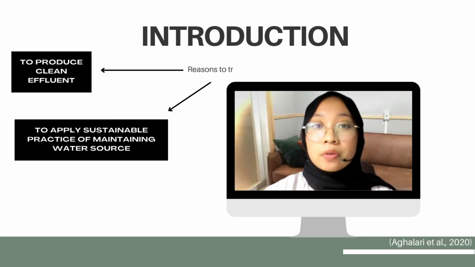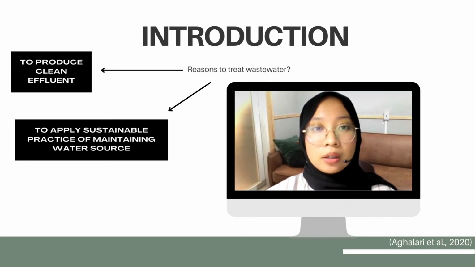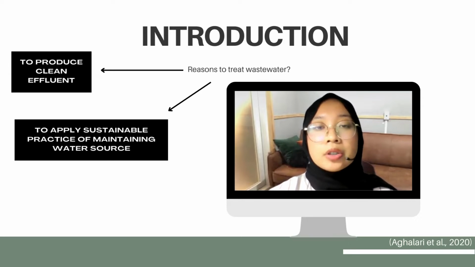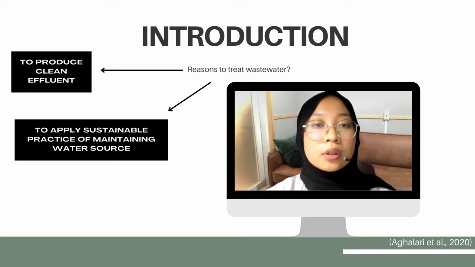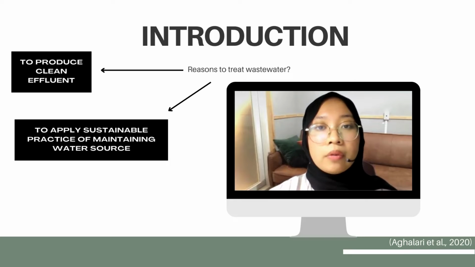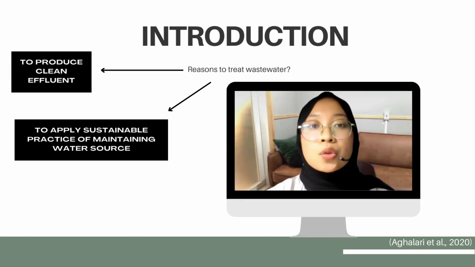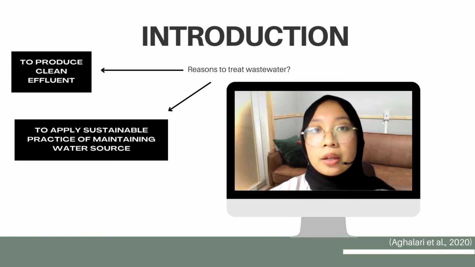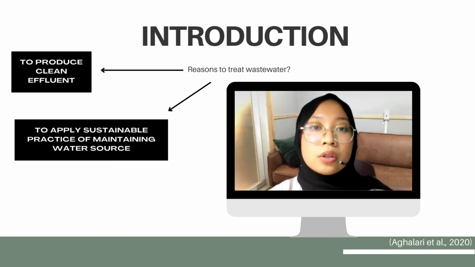Why does the wastewater from different industries need to be treated? Of course, it is to produce clean effluent before releasing it into the environment. Secondly, it is to practice sustainability in using and maintaining the water source. This is because some regions around the world face issues such as high water demand and low yearly rainfall. So by treating the wastewater, we can reuse the clean effluent. This is where the sustainability practice is applied, and we can achieve a long-term solution to the water shortage crisis.